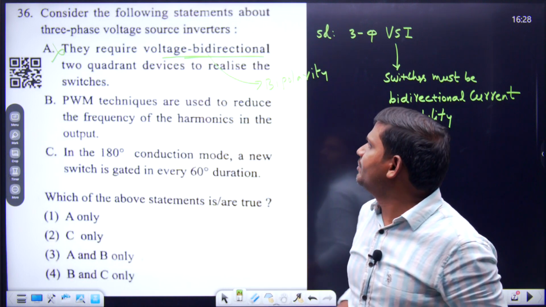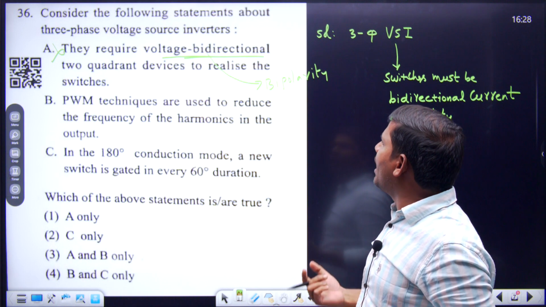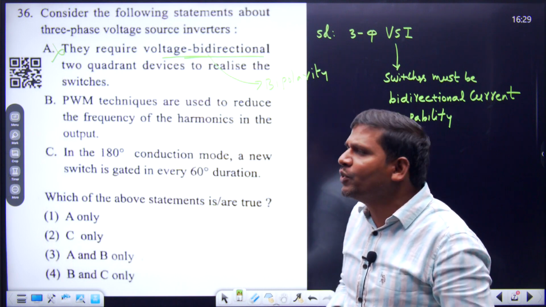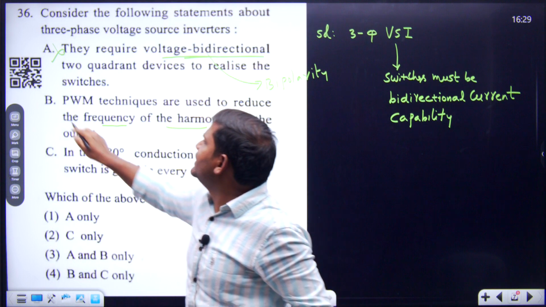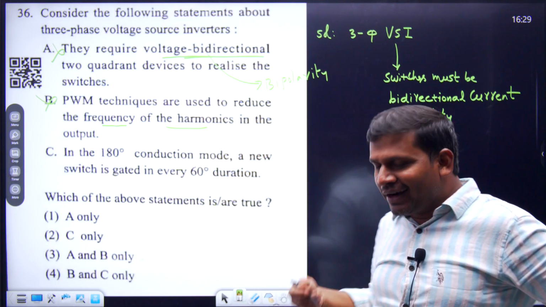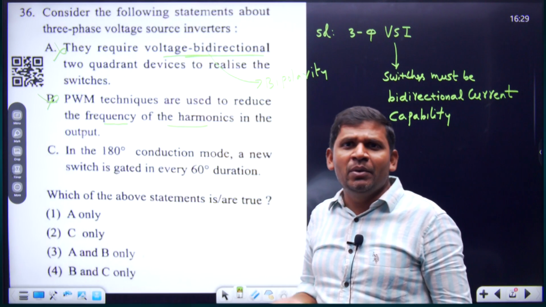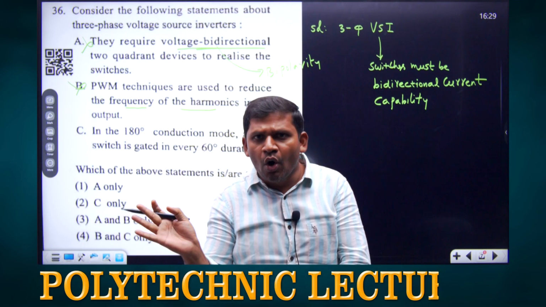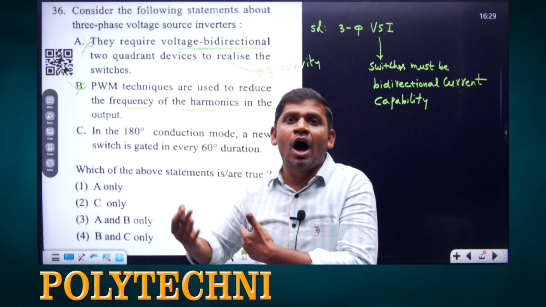See one more statement. PWM techniques are used to reduce the frequency of the harmonics in the output. This is also a wrong statement. Sir, why is it a wrong statement? The reason is, students, by using the PWM technique we can eliminate all the low order harmonics. The output consists of higher order harmonics.